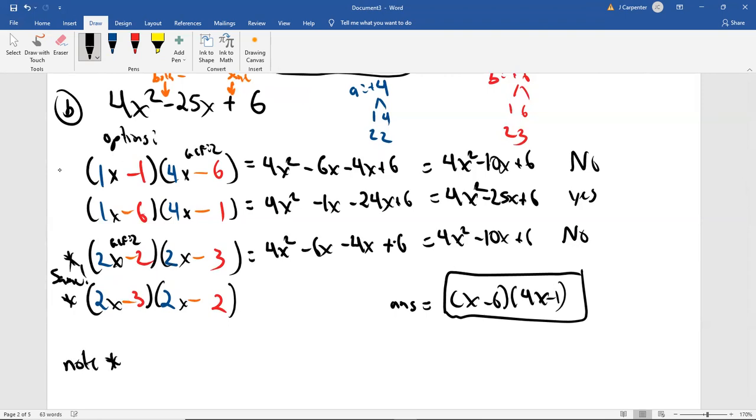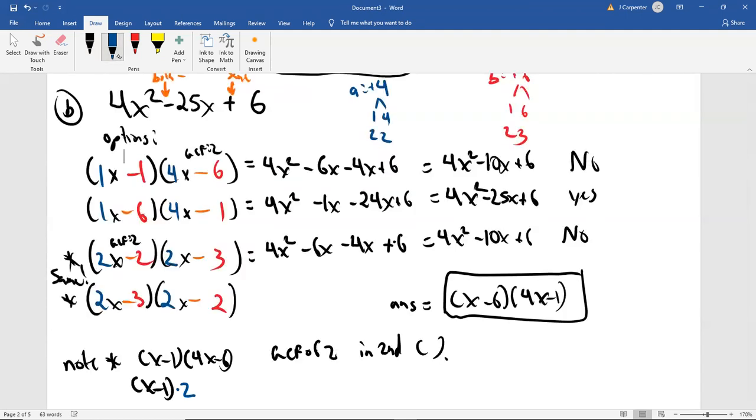Let's just take the third one. Actually, let's do the first one. X minus 1 times 4x minus 6. There's a GCF of 2 in the second parentheses. So you have x minus 1 times 2 times 2x minus 3. We don't want to write that 2 in the middle. We want to write it in front. So 2 times x minus 1 times 2x minus 3. That would actually be the factored form of it, which still does not make the original problem.